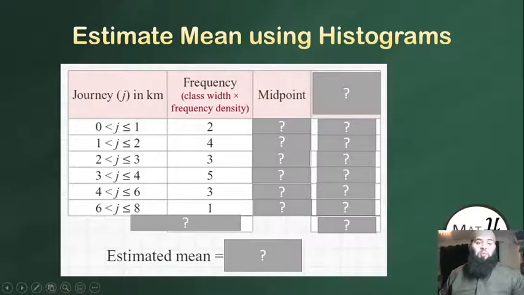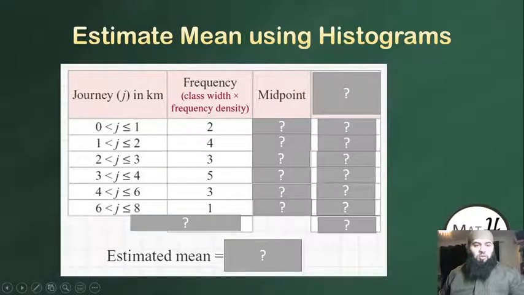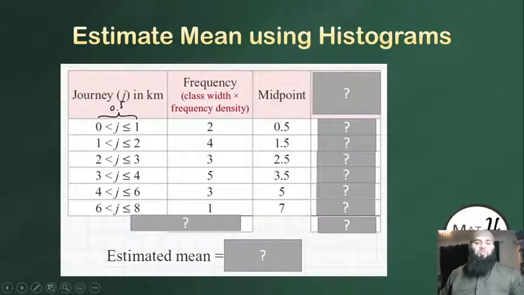Midpoint, talking about the midpoint of, let me just change my color. So let me use black. So the midpoint between these two is 0.5. So we look over here, the midpoint between these two is 0.5, and the midpoint between 1 and 2 is 1.5, and that's going to be 2.5, 3.5, 5, and 7. So these are all the midpoints between these two different ranges of distances.